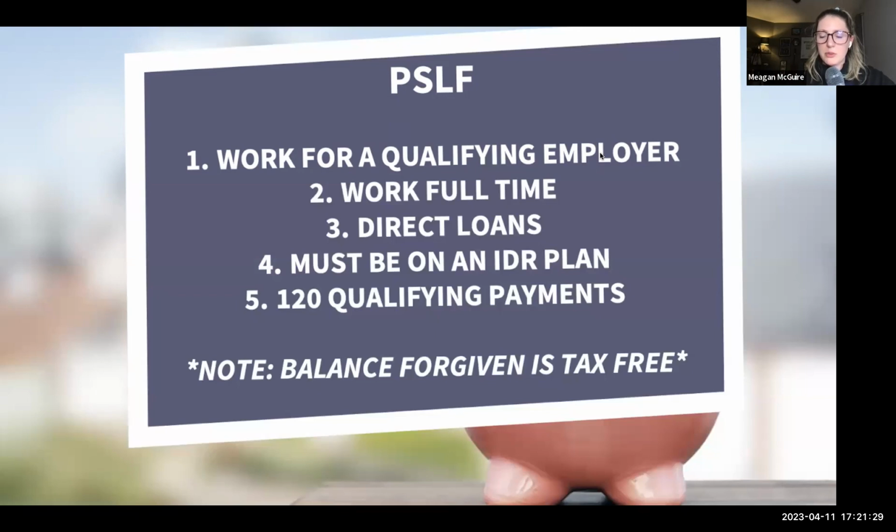Now the third requirement is we have to have direct loans. And we talked about the different types of loans you might see on your loan file. Direct loans just mean we have to have those federal direct loans. Now, if you have anything in your loan file that says FFEL, like the capital letters FFEL, you need to take action. You need to convert those into direct loans.